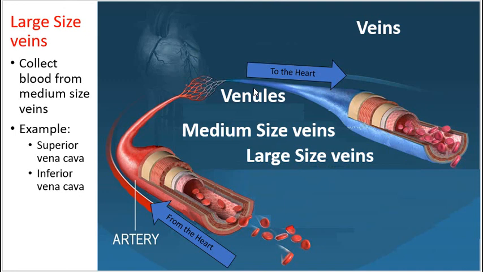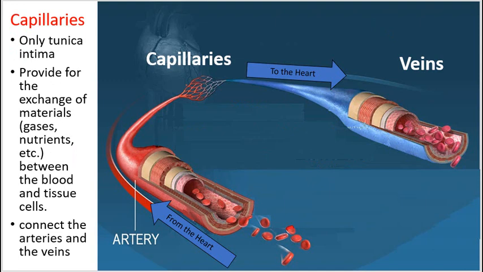Now, large veins are the superior and inferior vena cava. The superior and inferior vena cava deliver the blood to the right atrium. The superior vena cava takes the blood from the head, neck, arms, and chest, and the inferior vena cava basically delivers the blood from your legs and abdominal cavity, pelvic cavity, and organs and lower limbs.